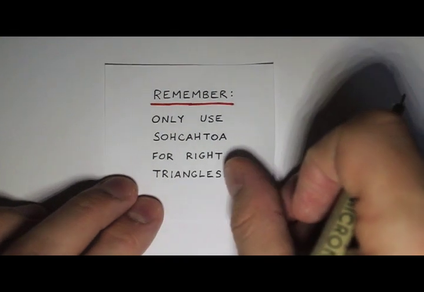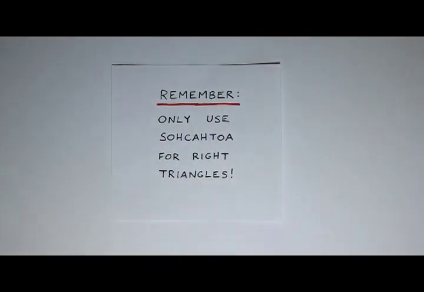Now remember when you're doing this that you can only use SOHCAHTOA for right triangles. So if you're going to find the sine, cosine, or tangent of an angle and you're going to use SOHCAHTOA, you got to make sure that that triangle has a 90-degree angle. Make sure that it's a right triangle. Otherwise, this won't work.